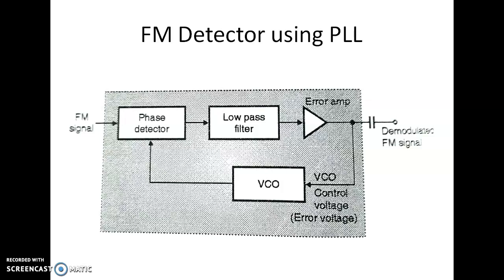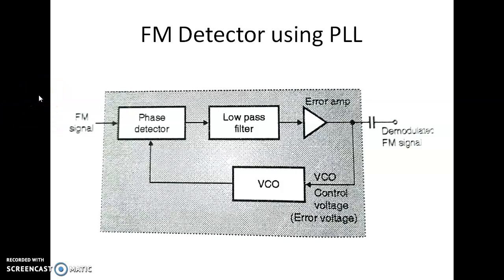Now we can see the next application as FM detection using PLL. Here again we have 4 different blocks, just like the PLL diagram: phase detector, low pass filter, error amplifier, and voltage control oscillator block. The FM signal, which is to be demodulated, is applied at the input of the PLL. So the FM signal which we want can be applied as an input here.